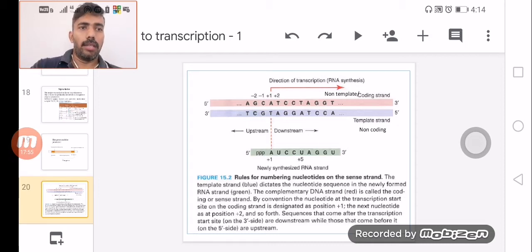Again, we can also see another important thing, that out of the two DNA strands, only one will act as the template, and that strand which acts as the template is also called the non-coding strand, and the opposite strand of the template is called the non-template or the coding strand. Why is it called coding? Because the mRNA synthesized will have the same code as that of the non-template strand, except that there will be uracil in place of thymine.